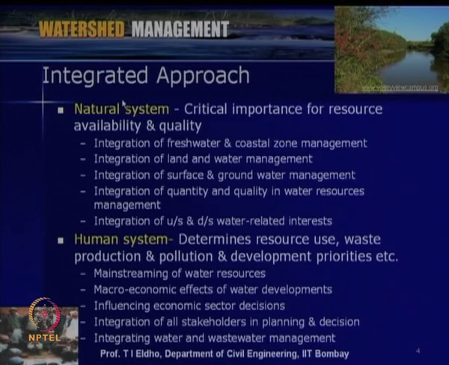Like this, in an integrated approach, there should be integration of various sectors like freshwater, coastal zone, land and water, then surface and groundwater, and quantity and quality, upstream and downstream. So, that is as far as the integrated approach of natural system. Now let us see the human system. The human system determines resource use, waste production and pollution, and development priorities, etcetera.